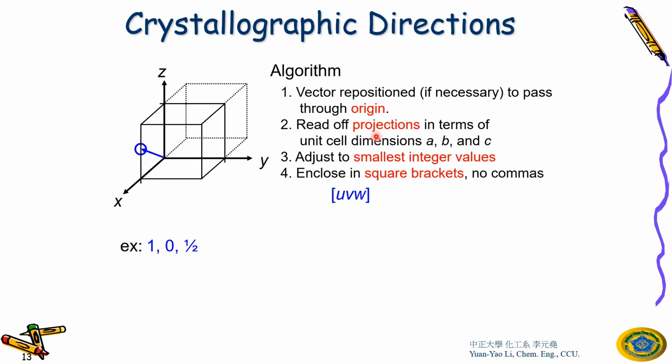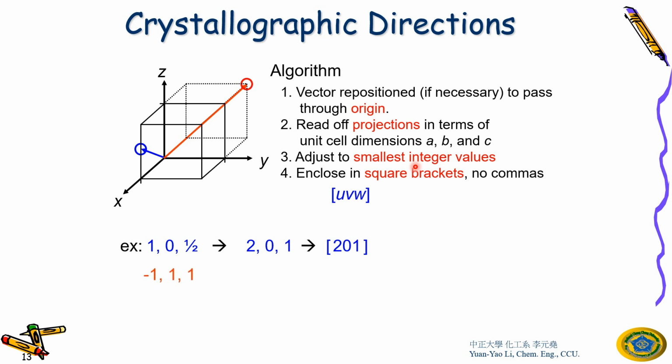So this is projection. Step 3, smallest integer. How do you make this smaller integer? Times by 2 for all these 3 numbers. Right? So 2, 0, 1. And then step 4, square bracket. Again, if I tell you square bracket 2, 0, 1 square bracket, you need to know this is the vector. However, if I give you this vector, you need to use square bracket 2, 0, 1 square bracket to address this vector. Okay?